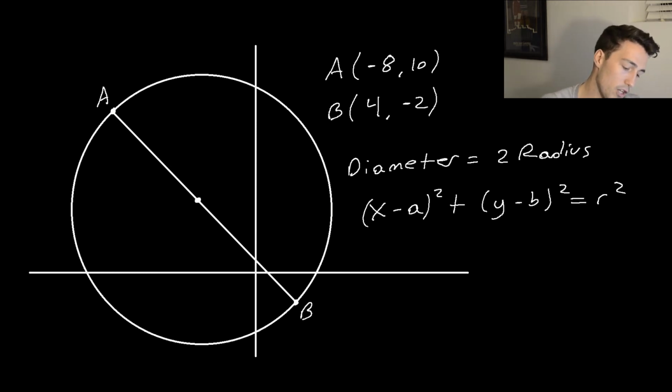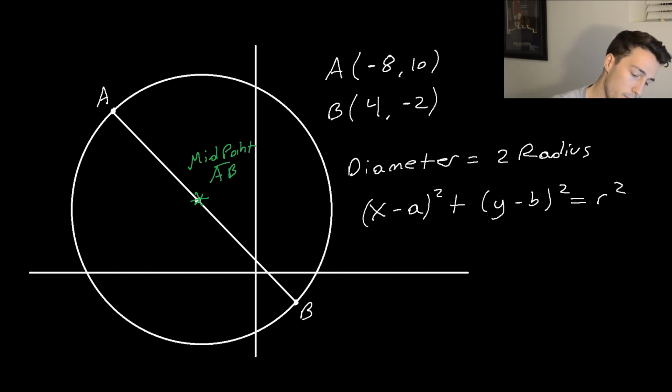If we look at this diameter and this line connecting A and B, and we find the point that's halfway between A and B, we get the midpoint of the line, and that's actually the center of the circle. So here, the center of the circle is the midpoint of AB.